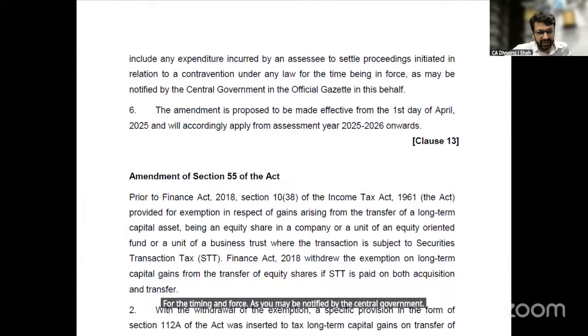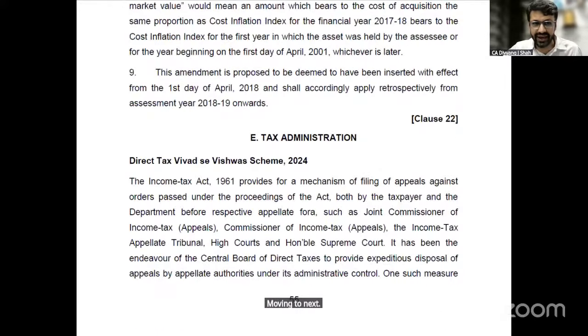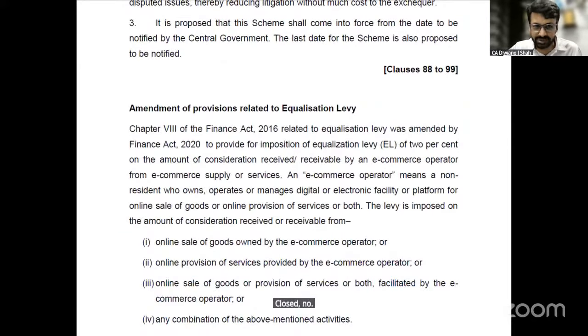So they need to notify it. Then after that it will be applicable. Moving to next. Direct Tax Vivad Se Vishwas Scheme, it is already over. Closed now. Equalization levy, I'm skipping it as of now.